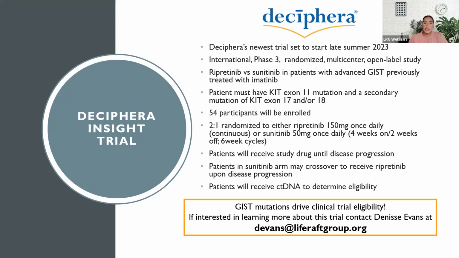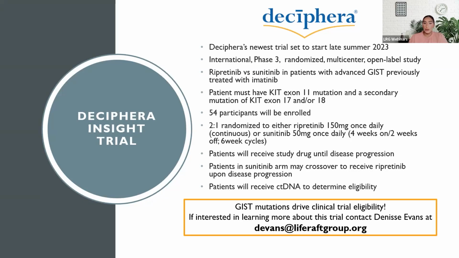So the eligibility criteria is that a patient must have a KIT exon 11 primary mutation with a secondary mutation in KIT exon 17 or KIT exon 18. They anticipate 54 participants to be enrolled.